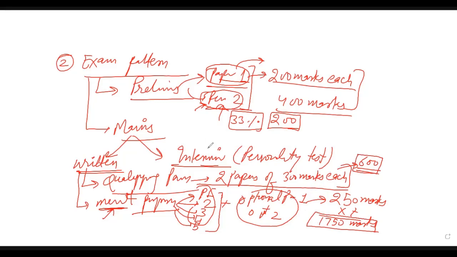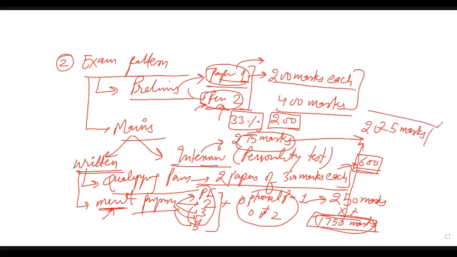Adding to it, an interview is conducted, that is of 275 marks. So the total marks used for purposes of merit is 275 marks plus 1750 marks, that is 2025 marks. This is the overall exam pattern for UPSC Civil Services.